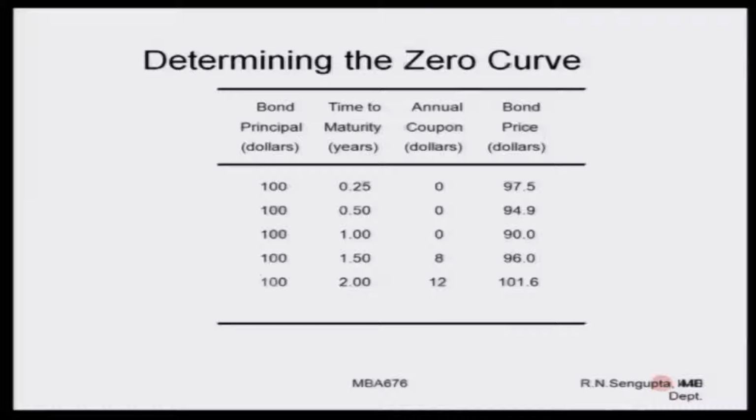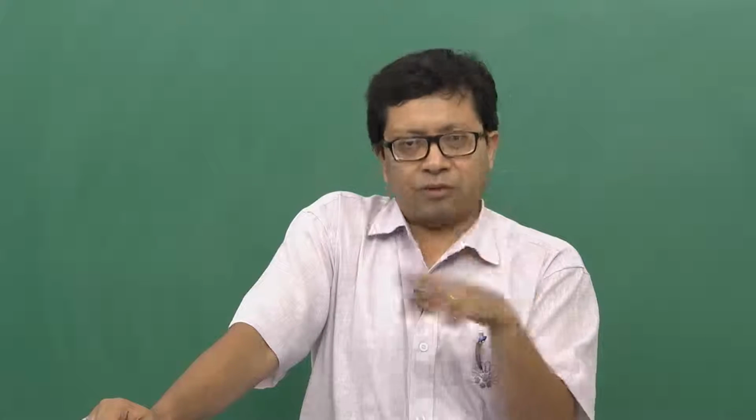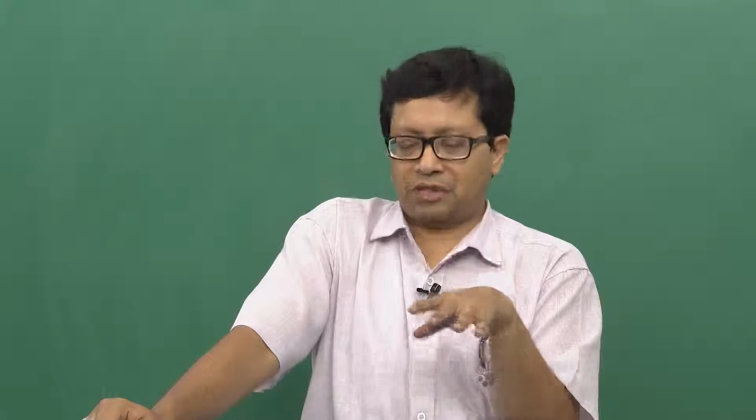Third column is the annual coupon rate. So in the first 3 cases, you see there is no annual coupon rate because they are all 0. Now in the fourth and the fifth, you see the annual coupons which are being paid are 8 and 12. But obviously your next question will be, if they are annual payments, are they being paid annually? Are they being paid semi-annually? Are they being paid daily? Are they being paid quarterly? So whatever it is, that will be very clearly specified in the problem.